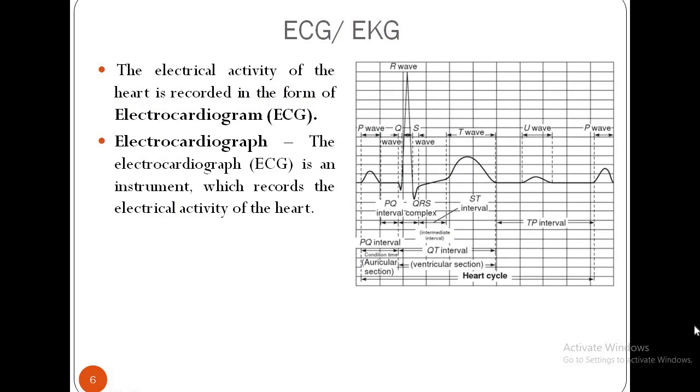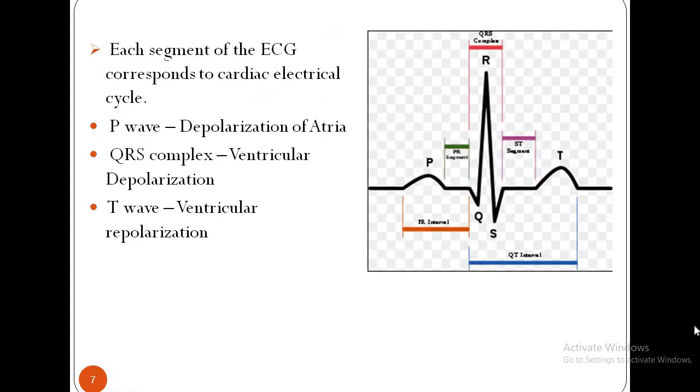The electrical activity of the heart is recorded in the form of an electrocardiogram or ECG. The electrocardiograph is an instrument which records the electrical activity of the heart. When the atria are full of blood, the SA node fires electrical signals that spread throughout the atria and cause them to depolarize. This is represented by the P wave on the ECG. Atrial systole starts when the P wave begins. The PQ segment represents the time the signal travels from the SA node to the AV node.